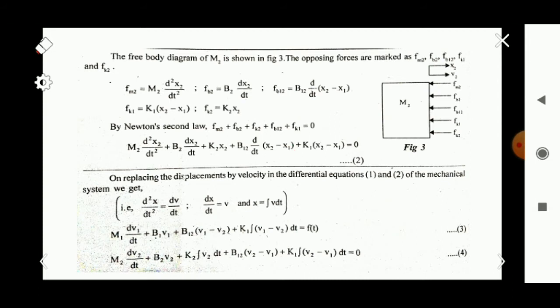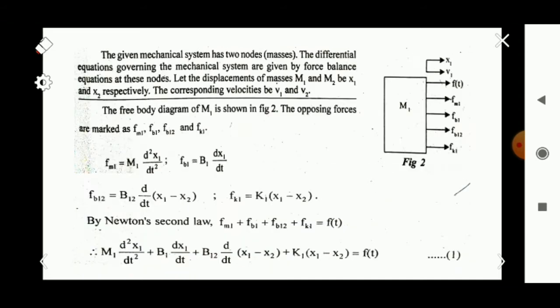Okay, but if you are converting it into the force voltage or force current analogy, based on the force voltage or force current analogy, the mechanical input is force and the mechanical output we are treating as the velocity. Okay, so we have to represent all the terms in terms of velocity. Okay, so the first equation is m1 into d square x1 by dt square. Here we can represent this term using the velocity like that, that is m1 into dv1 by dt.